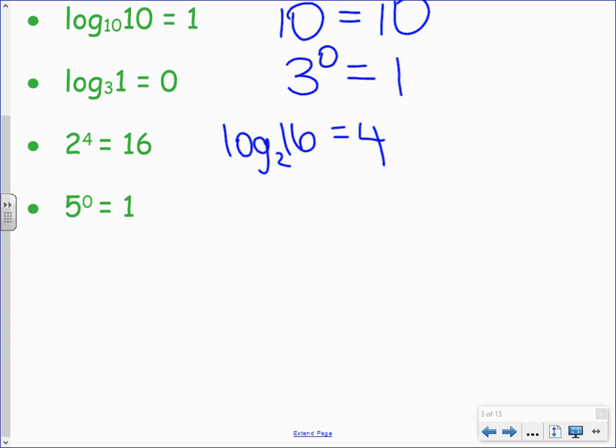5 to the 0 is 1. Anything to the 0 is 1. That will become important here soon. If we write 5 to the 0 equals 1, we can also write log base 5 of 1 equals 0.